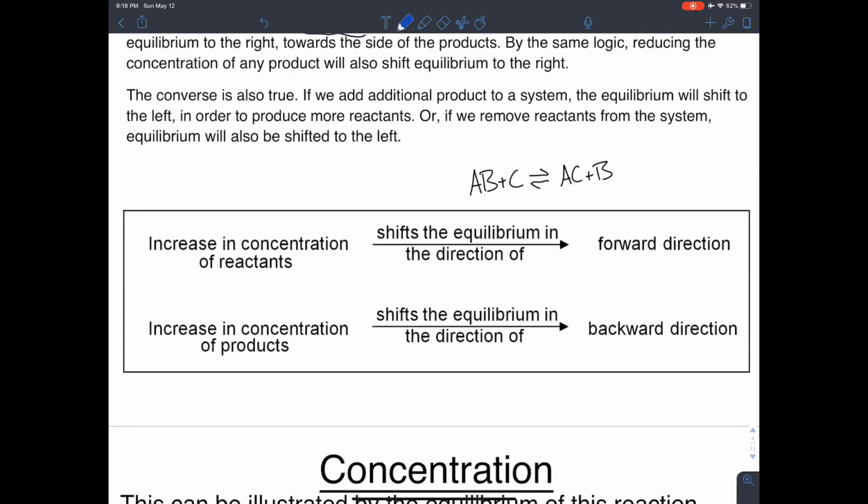So increasing concentration of the reactants is going to shift in the forward direction. So if you increase this, it's going to shift this way to compensate. Increasing the concentration of the products is going to increase in the backwards direction. So if you increase over here, it's going to increase this way.